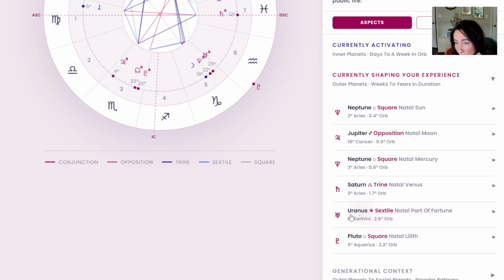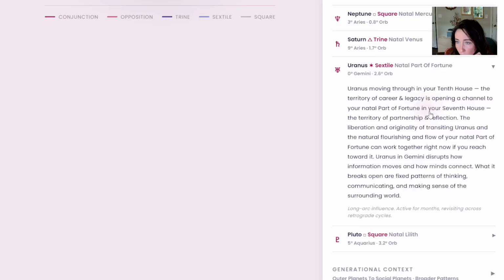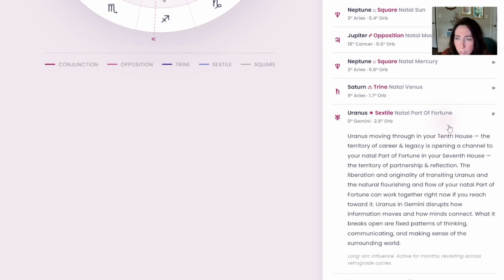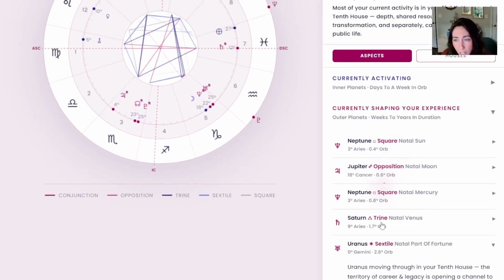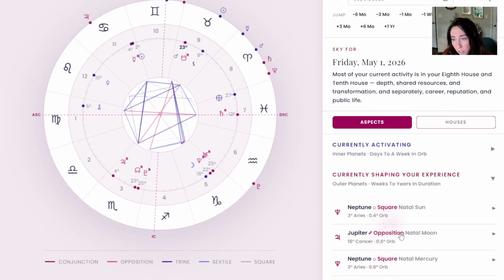So for instance here, once Uranus hits Gemini, it's going to be sextile her part of fortune. So Uranus moving through your 10th house, so territory, career, and legacy, is opening up a channel to your natal part of fortune in your 7th house of partnership, relationship, reflection. And this is a whole other episode to go into what each of these means.